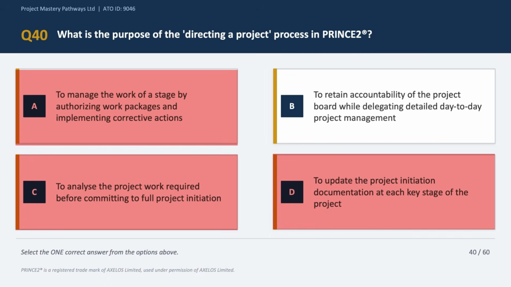So the correct answer is option B, which says to retain accountability of the project board while delegating detailed day-to-day project management, because the project board stays accountable and makes the key decisions. That way, the project manager handles the day-to-day detailing of the project, and that is managed by exception working in practice within a PRINCE2 project. So the correct answer is option B. Right, so let's move on.